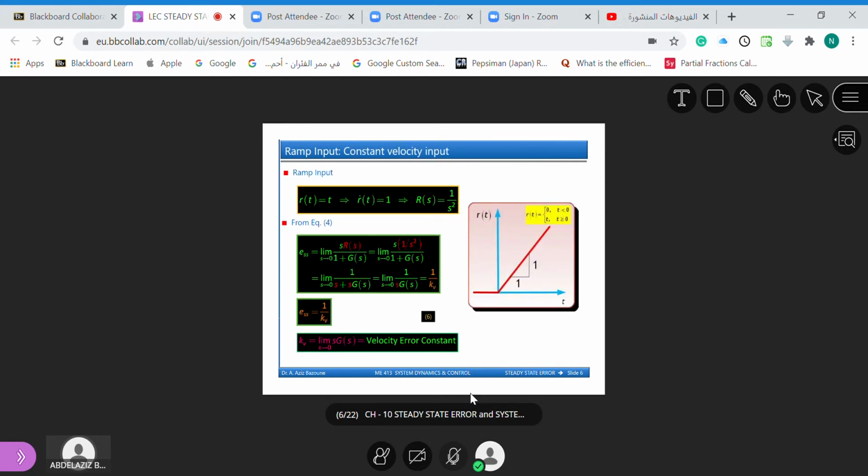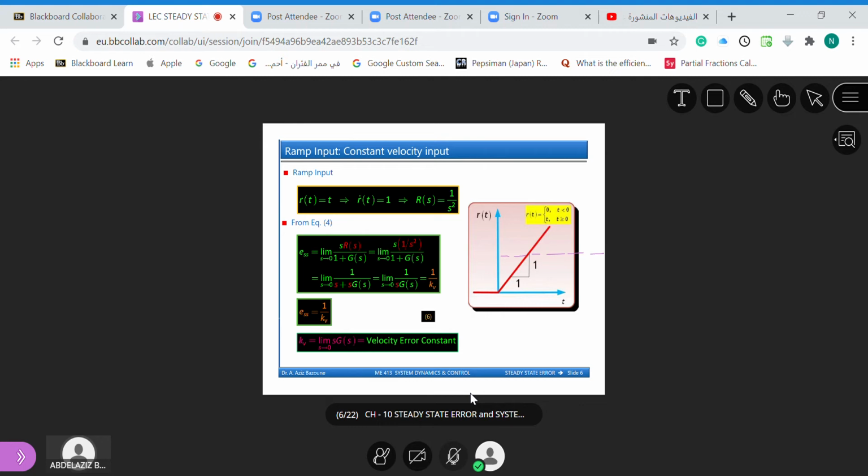If we have another input, like the ramp input for this equation: if you take the derivative of this one, you will get something constant, 1. This is known as the constant velocity input. It's called the ramp input, where the displacement is x(t) = t. So the velocity will be constant, and it will be unity. That's why we call it constant velocity input.